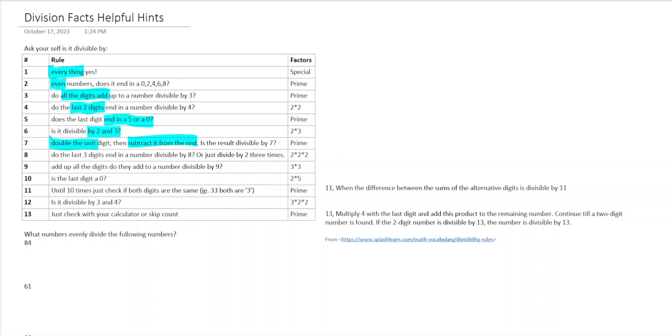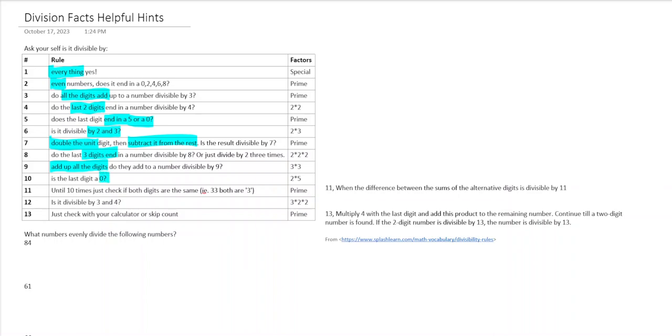Number 8, do the last 3 digits end in a number divisible by 8? So the last 3 digits are kind of like the last 2 for number 4. Or I just think about dividing by 2 3 times, again, like this. Number 9, do all the digits add up to a number divisible by 9? This is kind of like the number 3, except we're dividing by 9 now.